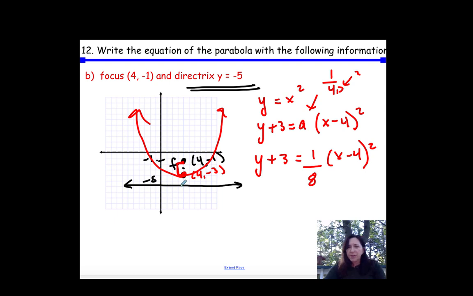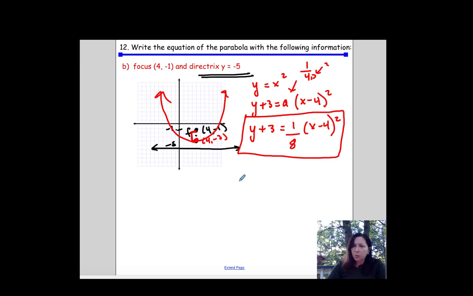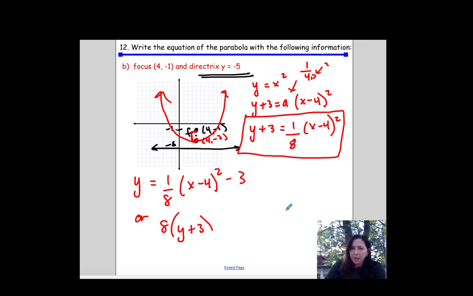Now, just a note, this is vertex form, but vertex form can be written in a couple of different ways. I could also write it like this: y equals 1 over 8 times the quantity x minus 4, quantity squared minus 3. I also could write it like this, where I move the 8 over here. So it would be 8 times the quantity y plus 3 is equal to x minus 4, quantity squared. So just all of those are ways that you could write the equation for your vertex, or your parabola anyways.